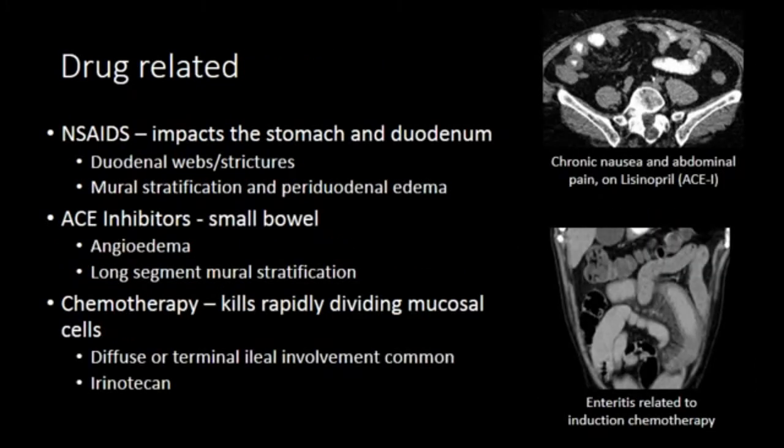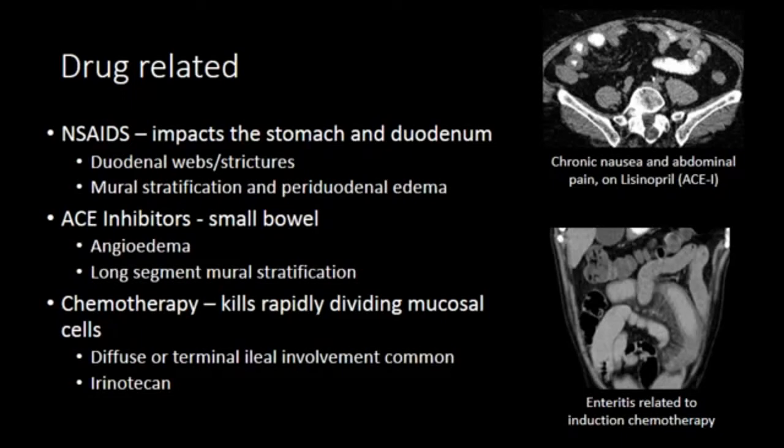A commonly forgotten etiology for small bowel inflammation is drug-related inflammation. There's multiple different types of drug-related inflammation. One that often comes to people's mind is related to nonsteroidal anti-inflammatories. Nonsteroidal anti-inflammatories tend to affect the stomach and duodenum as opposed to the jejunum or the ileum, and it can result in duodenal webs and strictures, peptic ulcer disease, and you may see mural stratification within the duodenum.